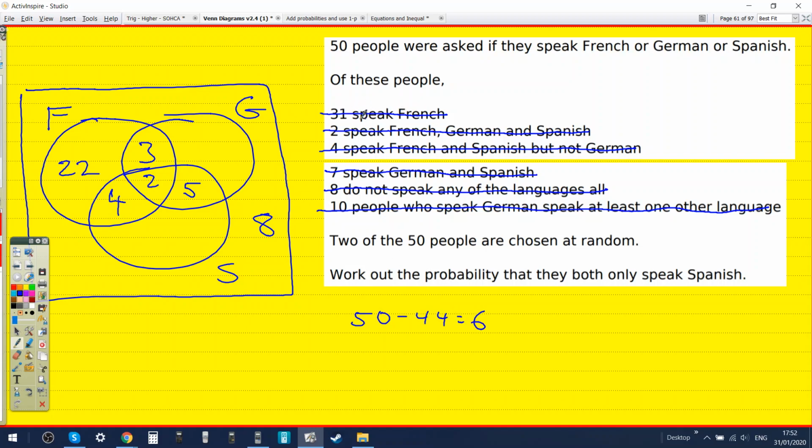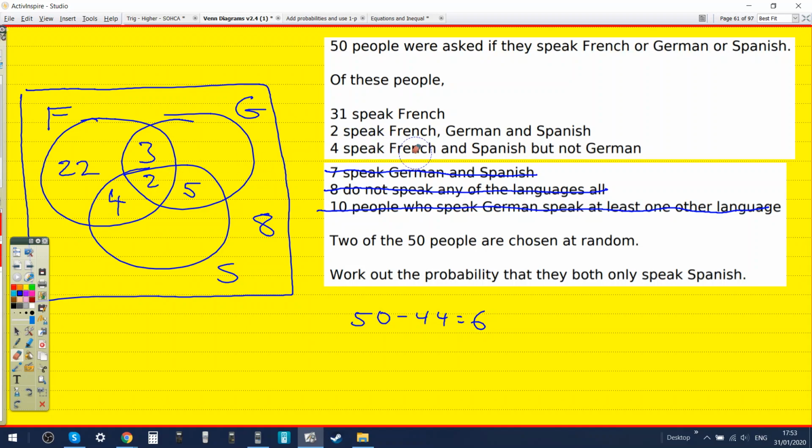31 speak French. Okay, 2 speak French, German, and Spanish. 4 speak French, but not German. 7 speak German and Spanish. 8 don't speak any languages at all. 10 people who speak German. Doesn't say, am I right? No, it doesn't say. I just want to see about German. 2 people speak all 3.